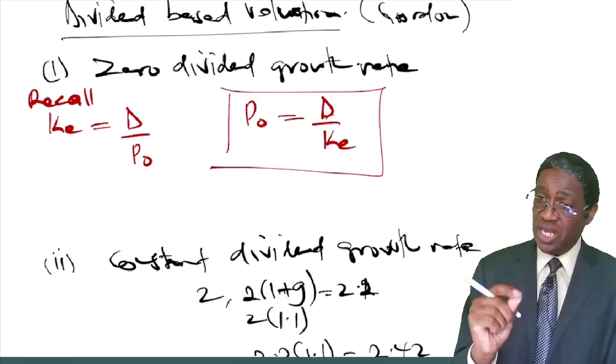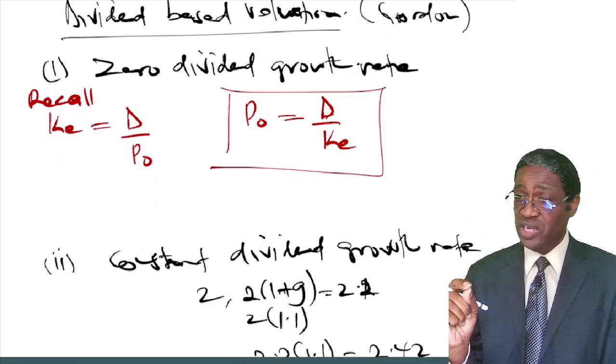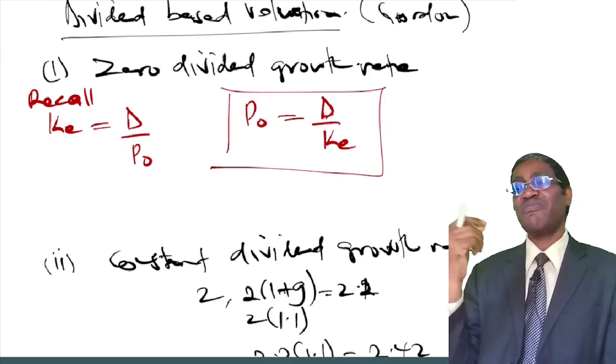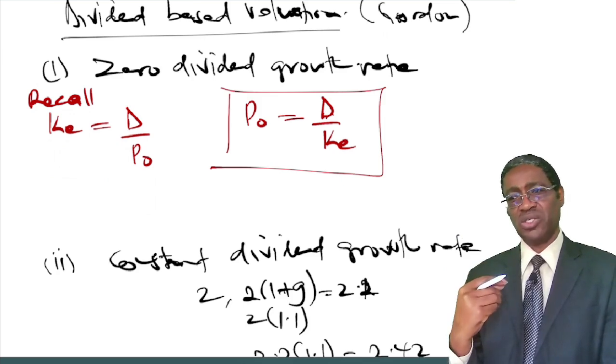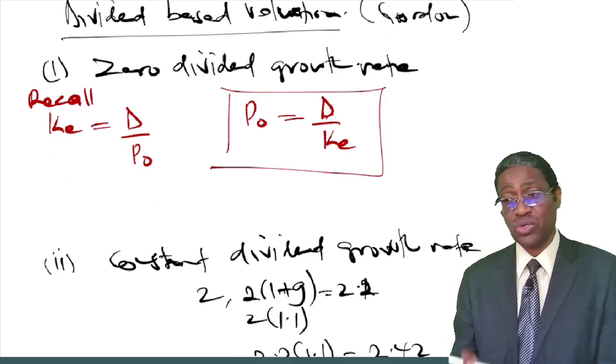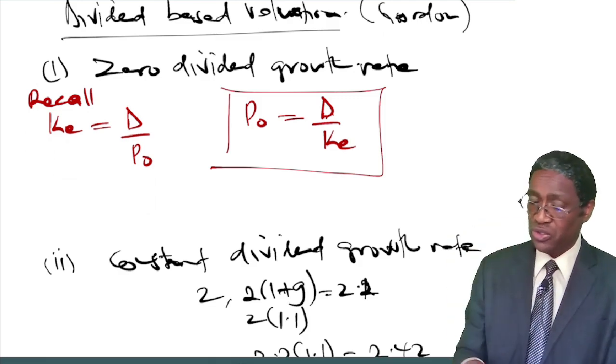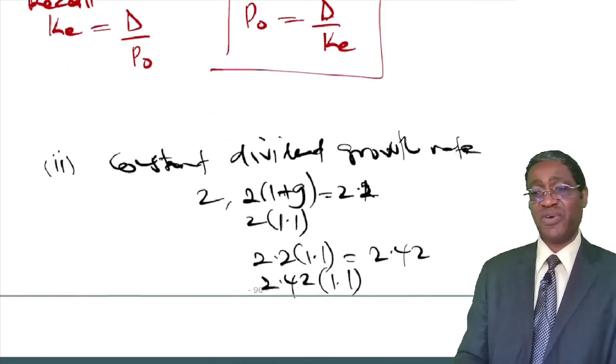You take P0 equals D, which is the dividend per share, which is 2 shillings every year, divided by the cost of the ordinary shares. The question will give you the required rate of return or the cost of capital. Good. That is the first formula.